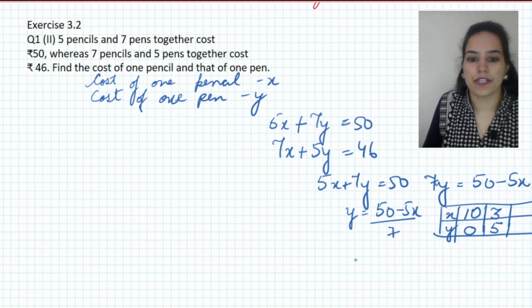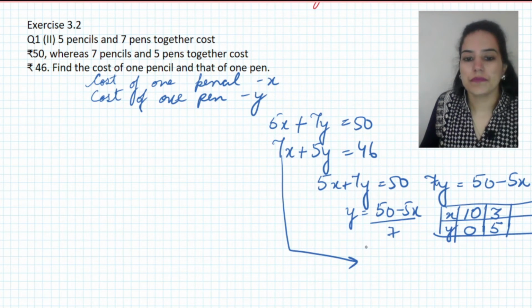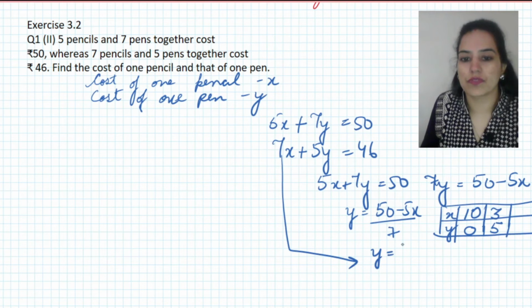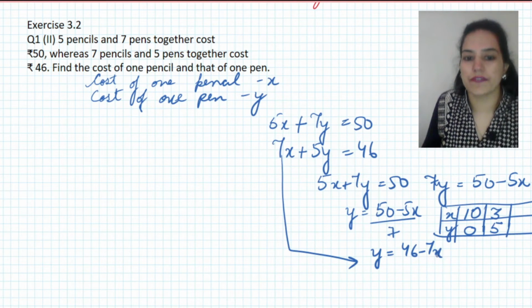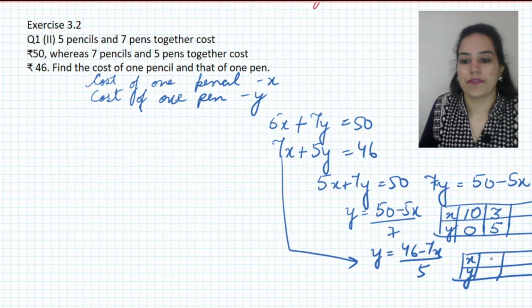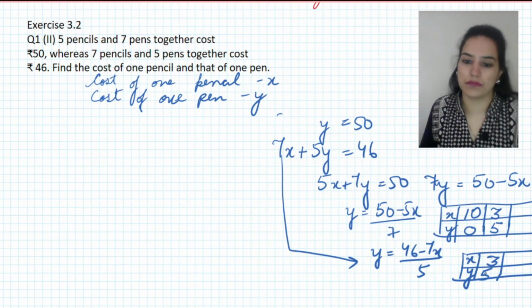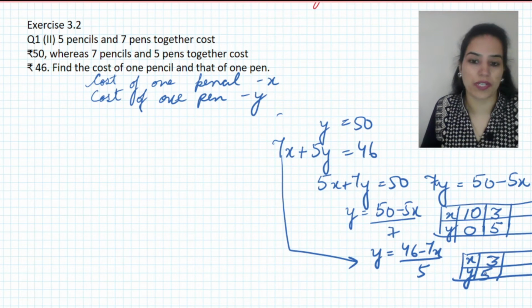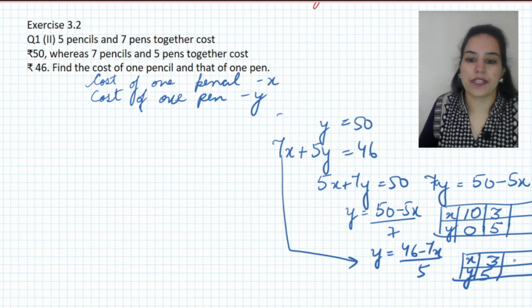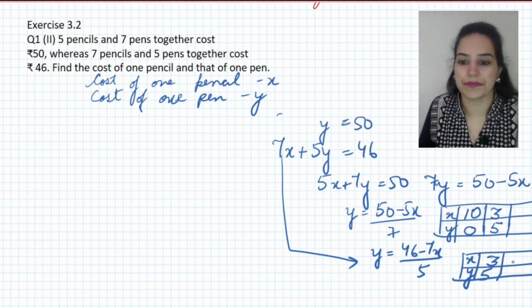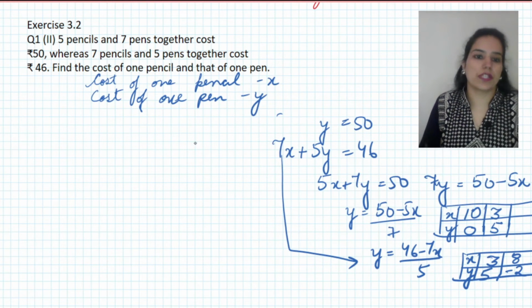Then let me find for this one now. So it will be y is equal to (46 minus 7x) upon 5. Okay, if I put x equal to 3, it's 21 and 46 minus 21 is 25, so it will be 5 here. Just looking for a whole number, easy to plot actually. And then if I put x is equal to 8, rather minus 2. Okay, so let's plot the graph.